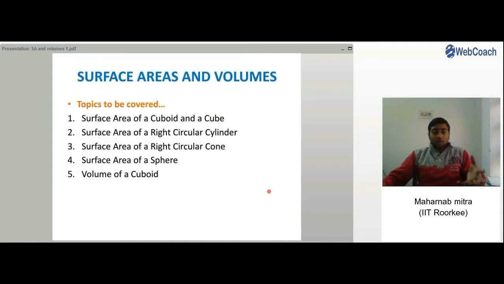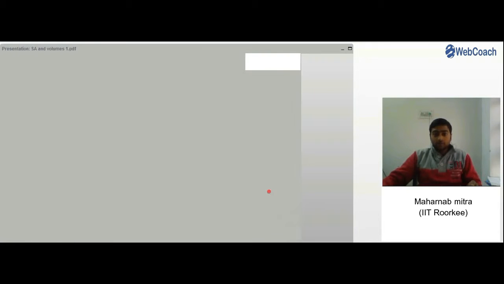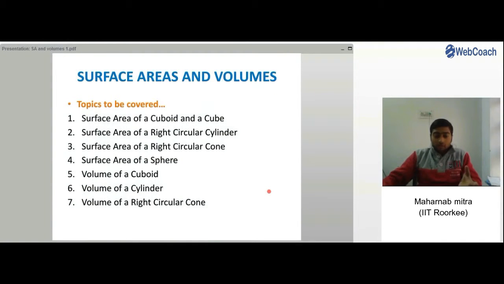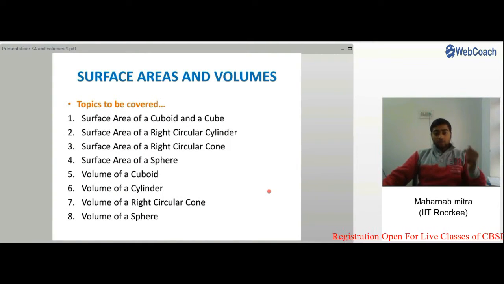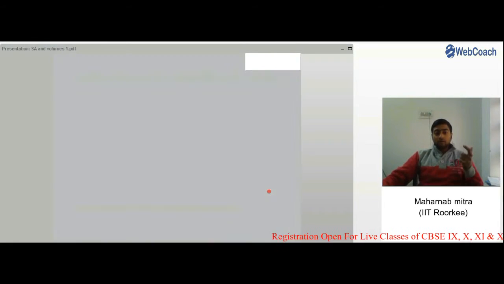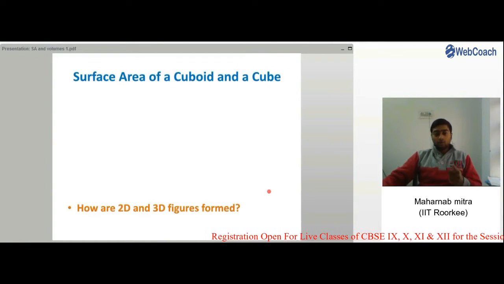And after covering the surface areas, we will go for volumes: volume of a cuboid, volume of a cylinder, volume of a right circular cone, and finally volume of a sphere. So let us start off with the surface area of a cuboid and a cube.